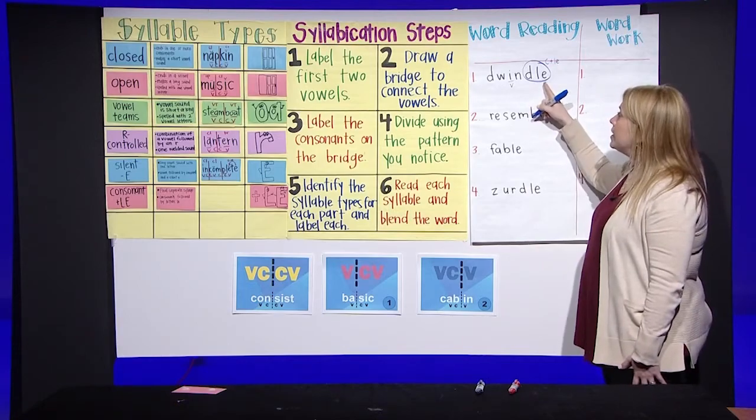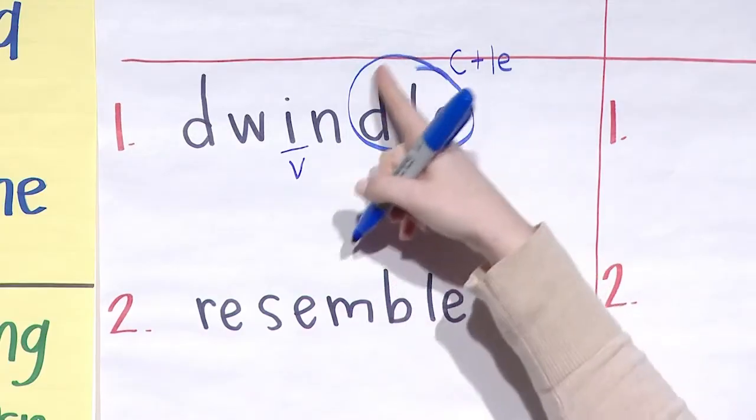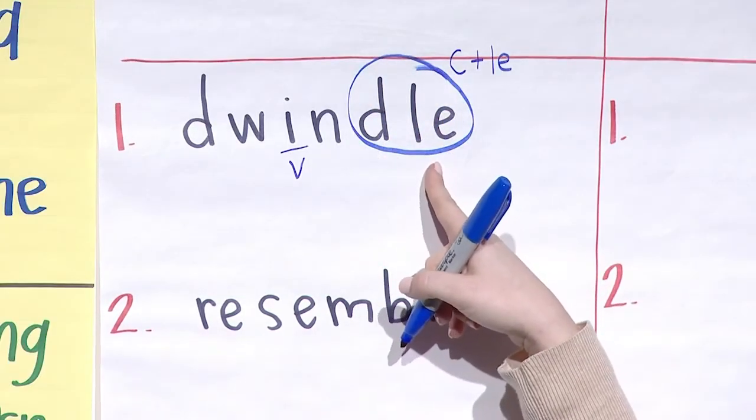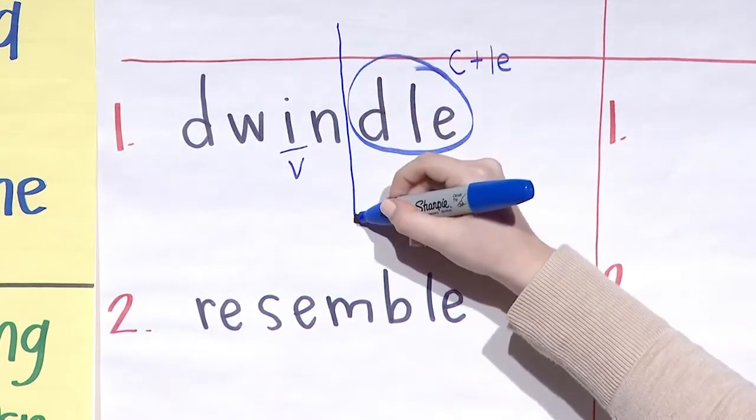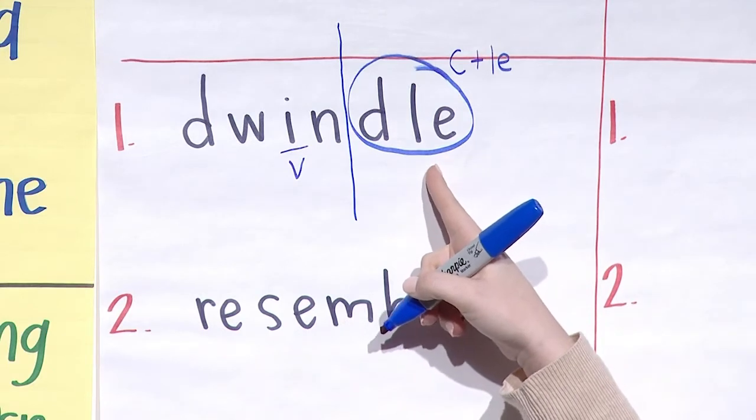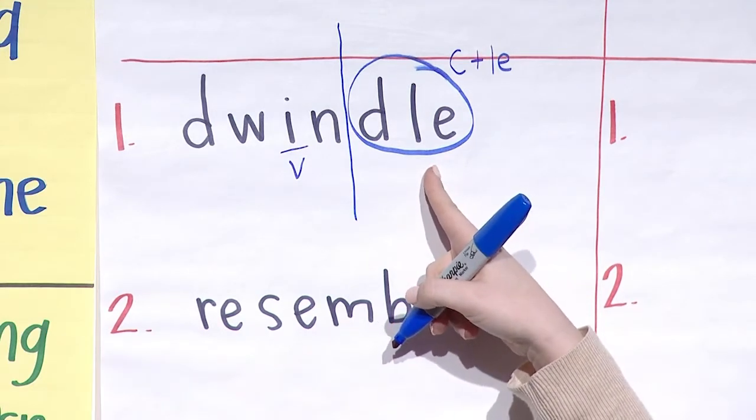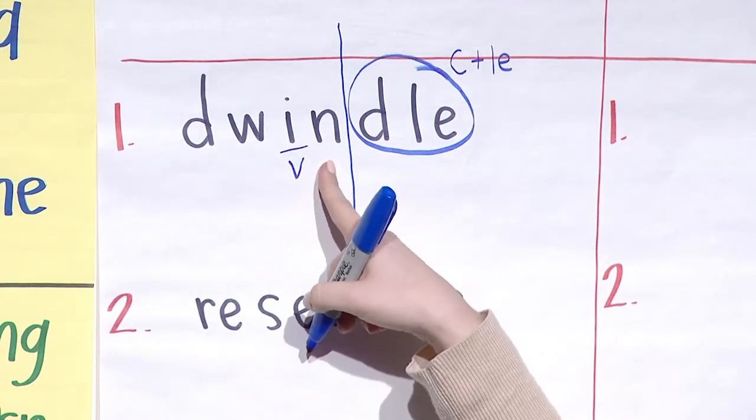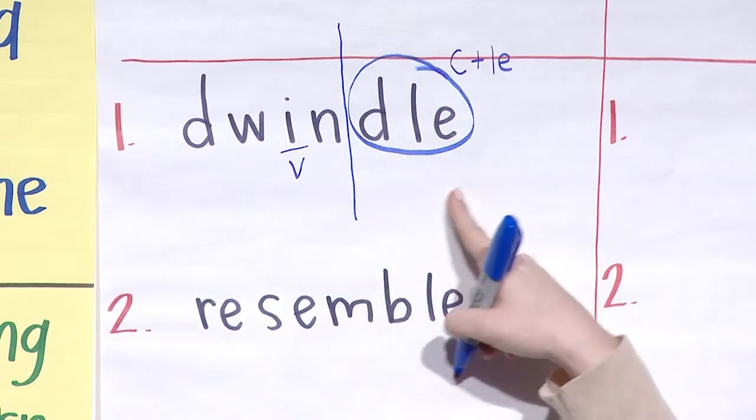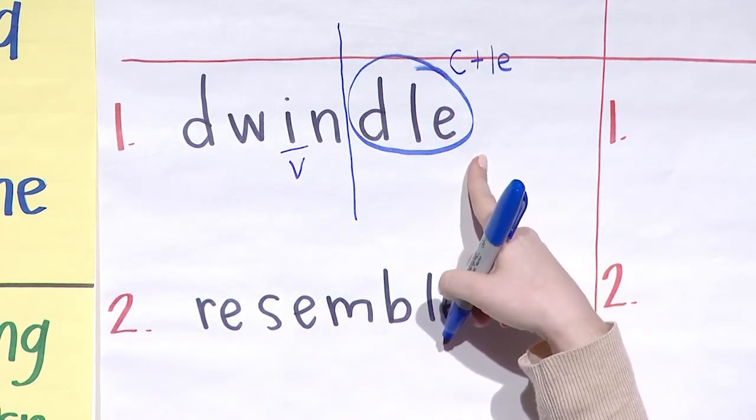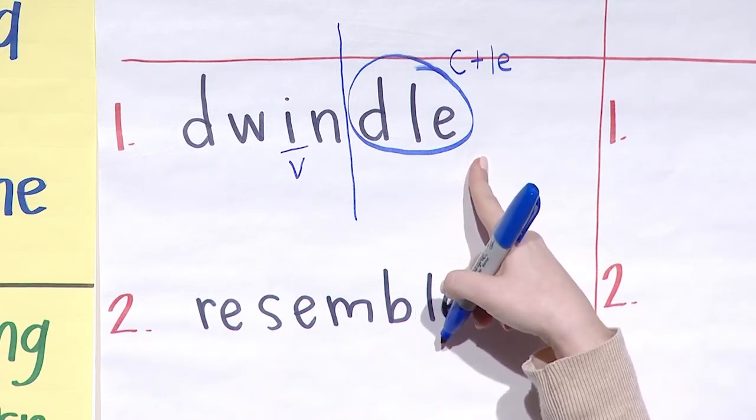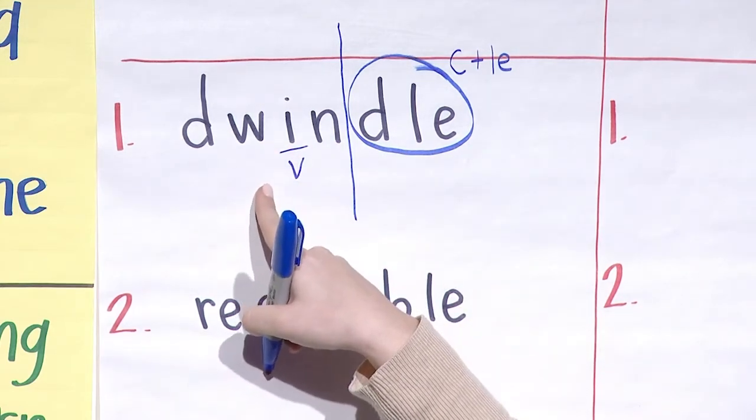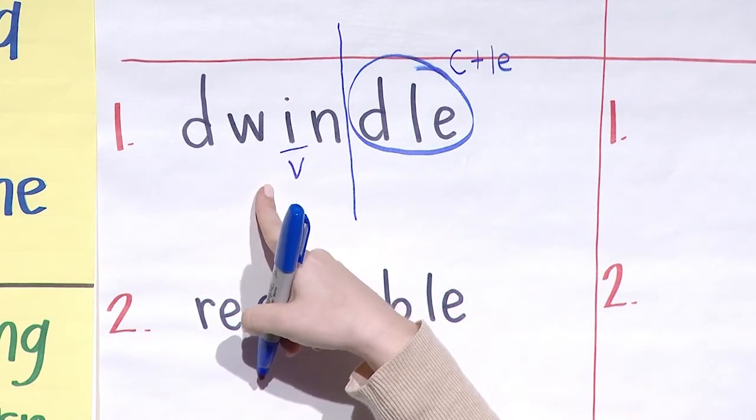But we already discussed that this part of my word is a final separate syllable. So I'm going to divide my word in front of that final separate syllable, consonant LE. So this will be my first syllable, and this will be my second syllable. I just wasn't able to use my bridge or my pattern to help me determine that. Now we're going to look at this part of my word.